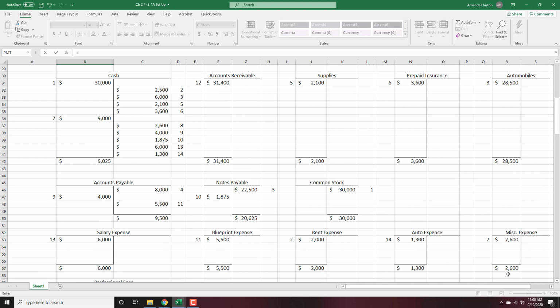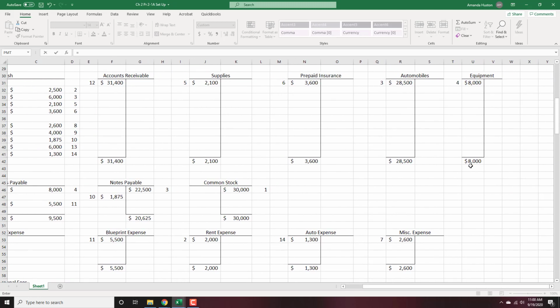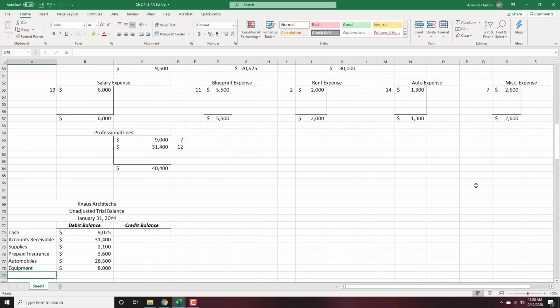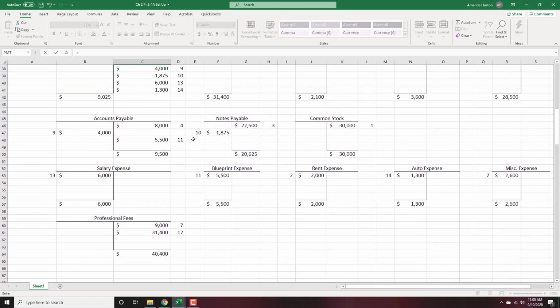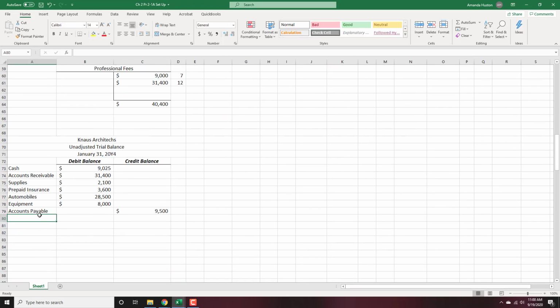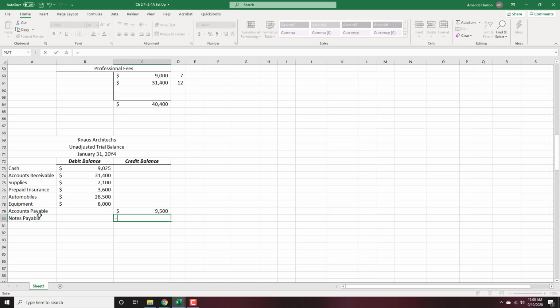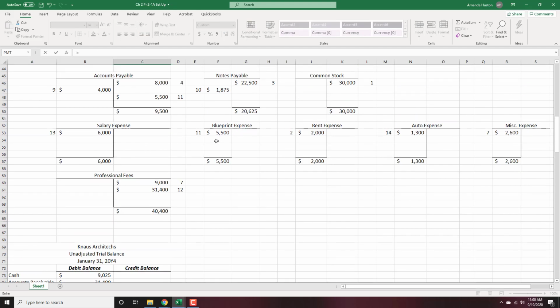So I'm going to go up here, move a little over, find my equipment balance and hit enter. Now I have accounts payable. Accounts payable is a credit balance, so I'm going to go over to the credit side and take the total in accounts payable. So 9,500. Then I have notes payable, and I'm going to take the total from notes payable.